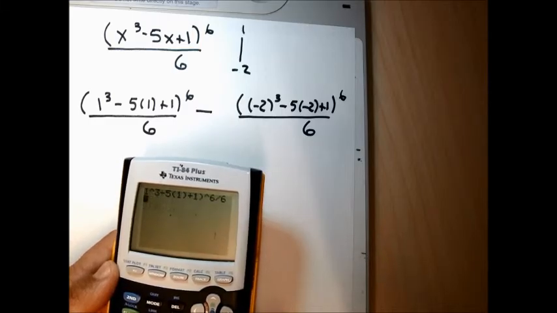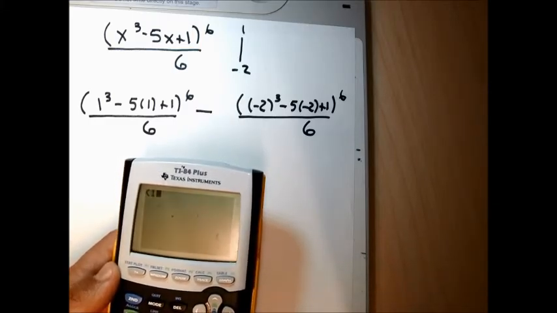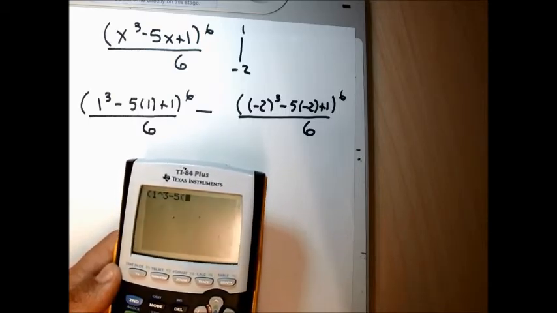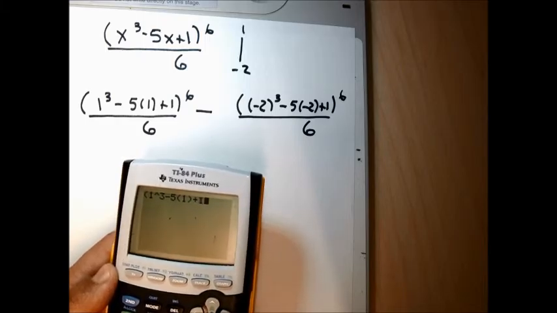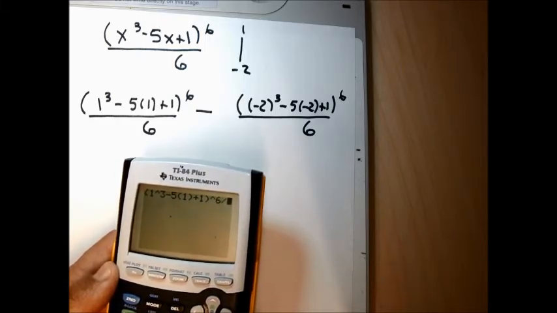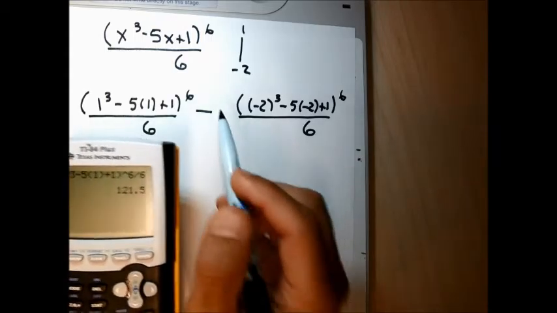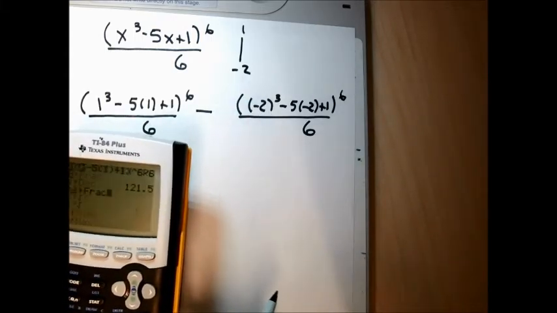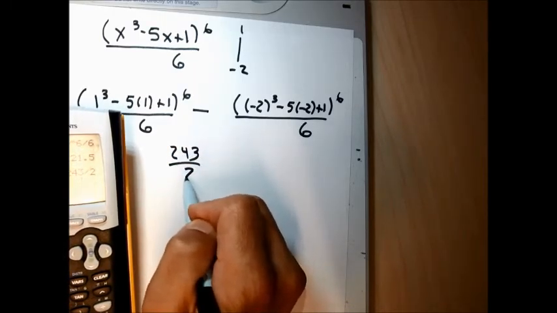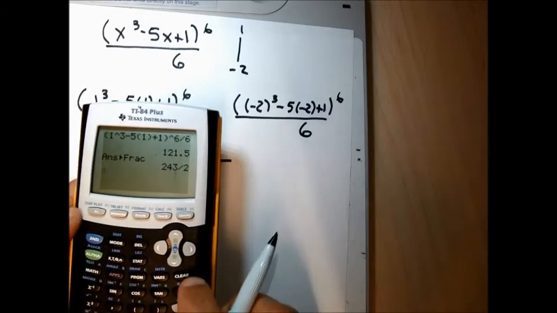Syntax error. Well, apparently I forgot a parenthesis. So I should have done this. I should have parentheses 1 exponent 3 minus 5 parentheses 1 plus 1 up arrow 6 and then divided by 6. I get 121.5. I'm going to math enter that and get 243 over 2. Carry down my minus sign and do the next one.